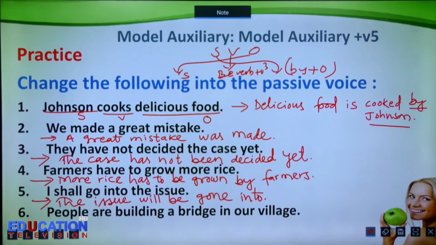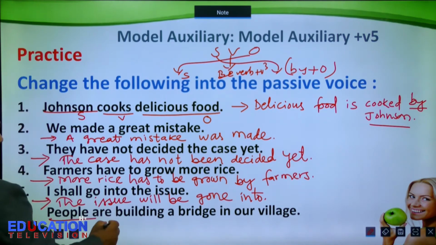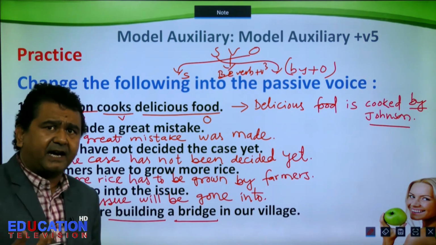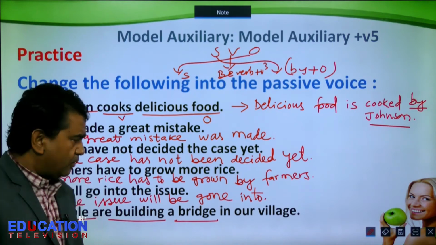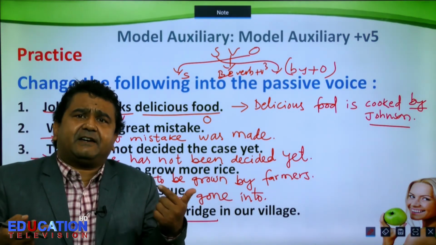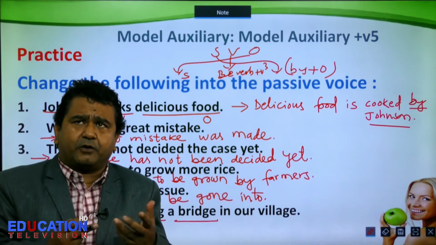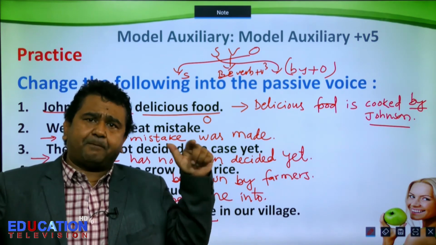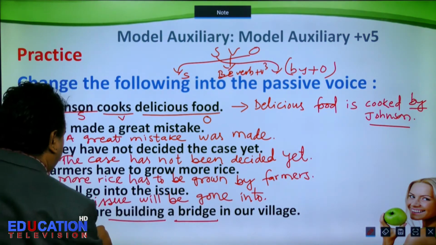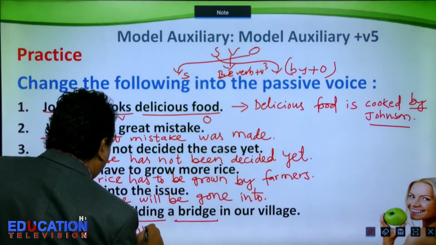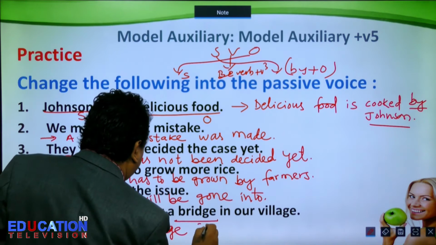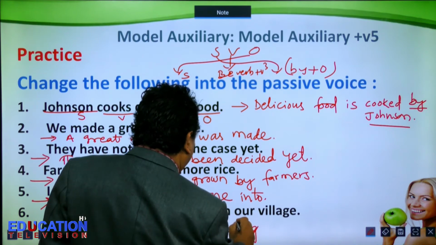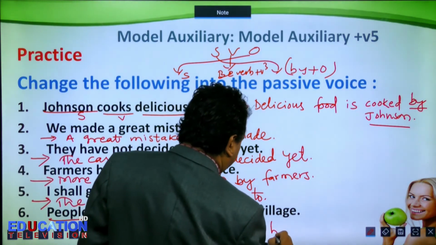People are building a bridge in our village. Here the subject is people, are building is the verb, a bridge is the object, in our village is an adverb of place. Whenever there is an indefinite pronoun like someone, anyone and all, we don't use by plus subject. Similarly, if the subject is people, we don't write by people. Bridge is here, and the ing form is being. A bridge is being built.